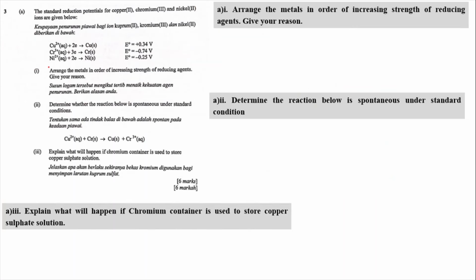Okay, for question 3, the standard reduction potential for copper 2, chromium 3, and nickel 2 ions are given below.